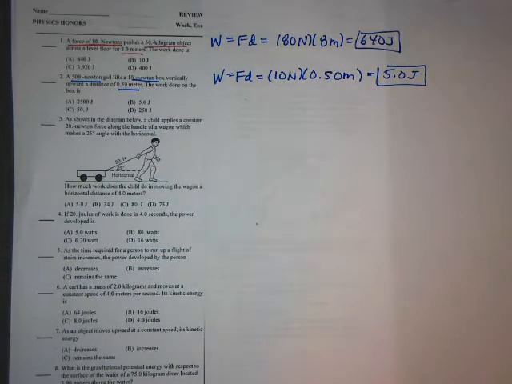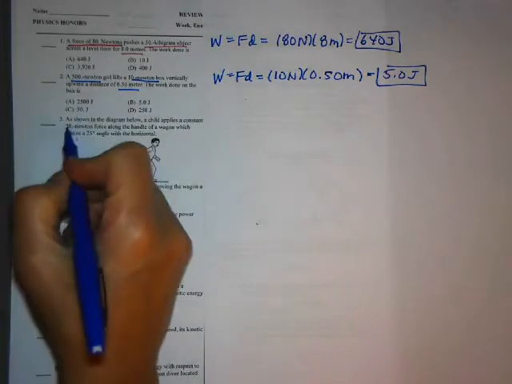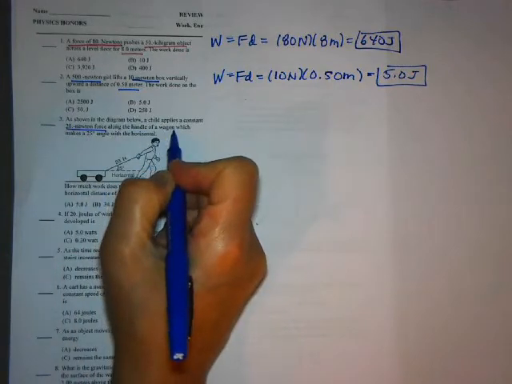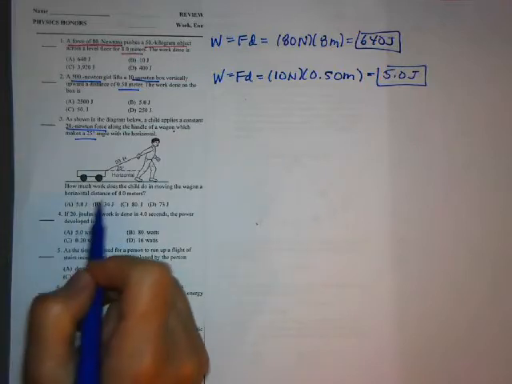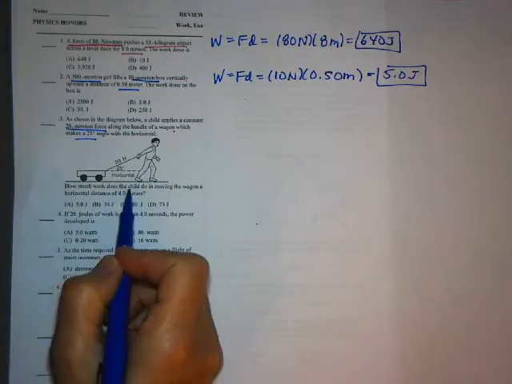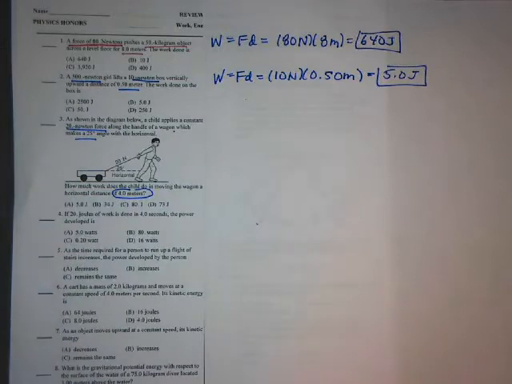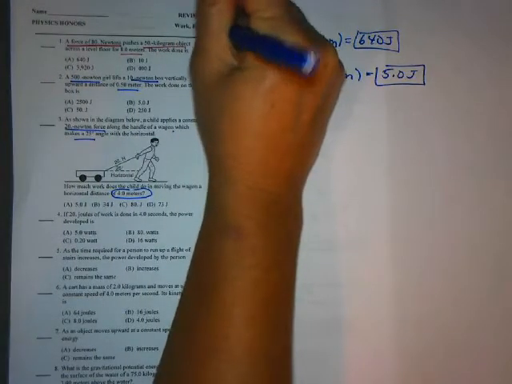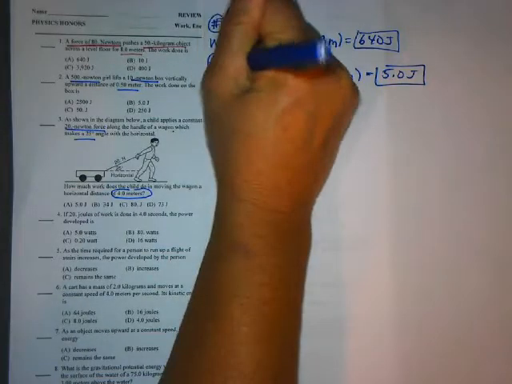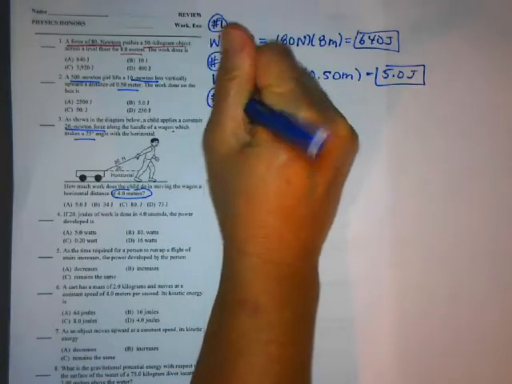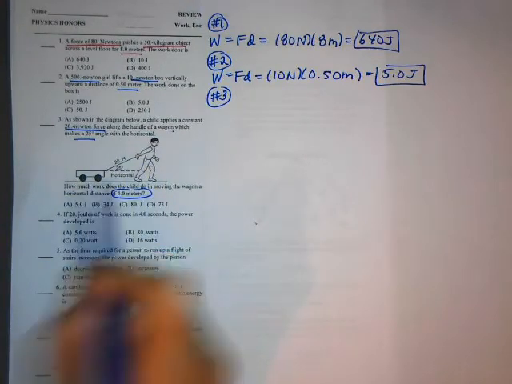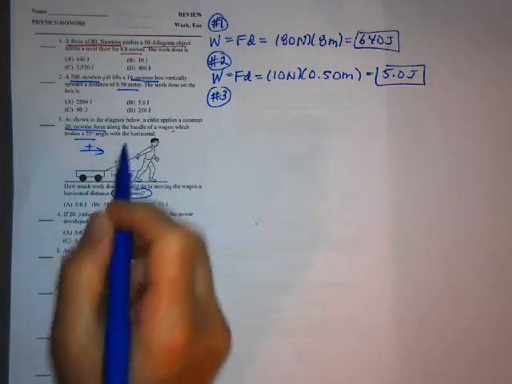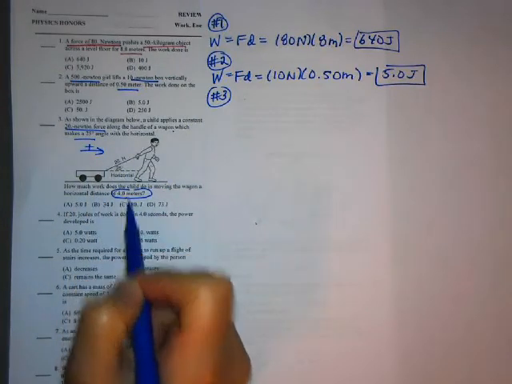Number 3, as shown in the diagram below, a child applies a constant 20 newton force along the handle of the wagon, which makes an angle of 25 degrees with the horizontal. How much work does the child do moving the wagon a distance of 4 meters? So this was number 1, this is number 2, and number 3 is also work. The child is pushing the wagon in this direction, so the displacement in that direction is 4.